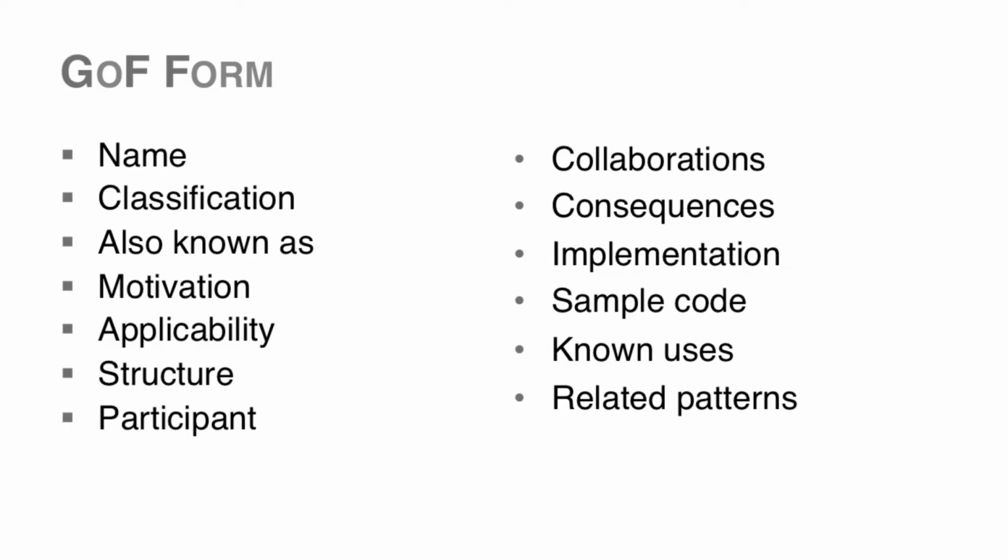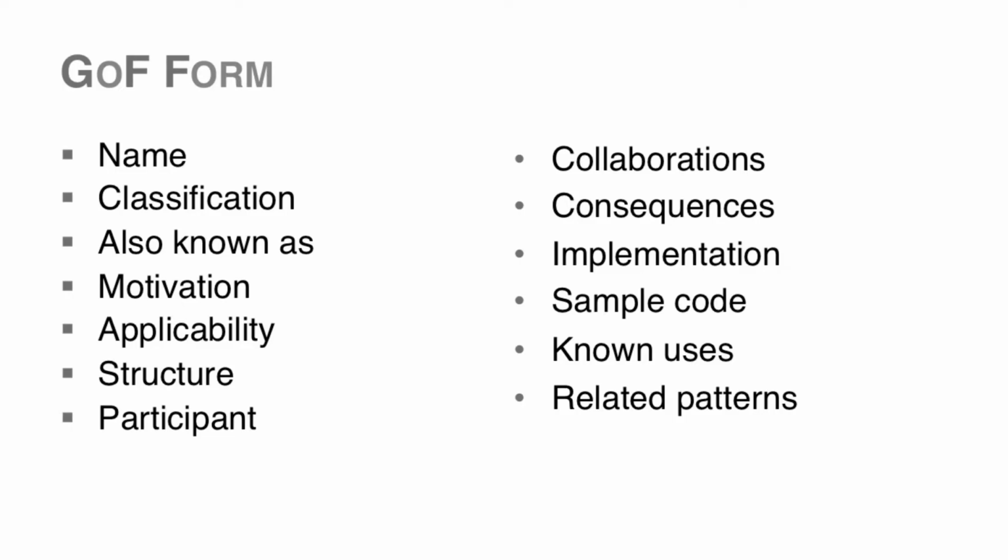There is a motivation for the pattern. It's specifying where it's applicable. There is a description of the structure. There is a definition of the roles called participants. There is a description of the collaboration that is required for the pattern to work. And then there's a discussion of the consequences of applying the pattern. And then there might be some implementation hints and sample code, and also some known uses of the pattern, places where they know that this pattern has been used.